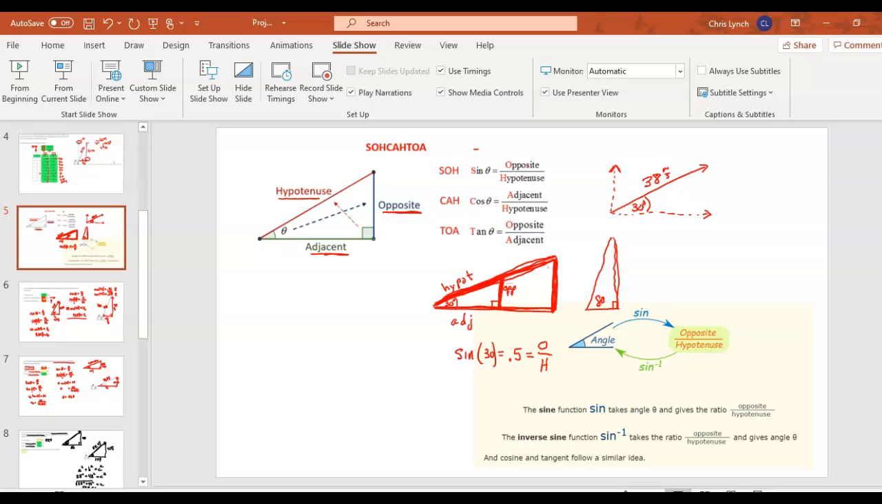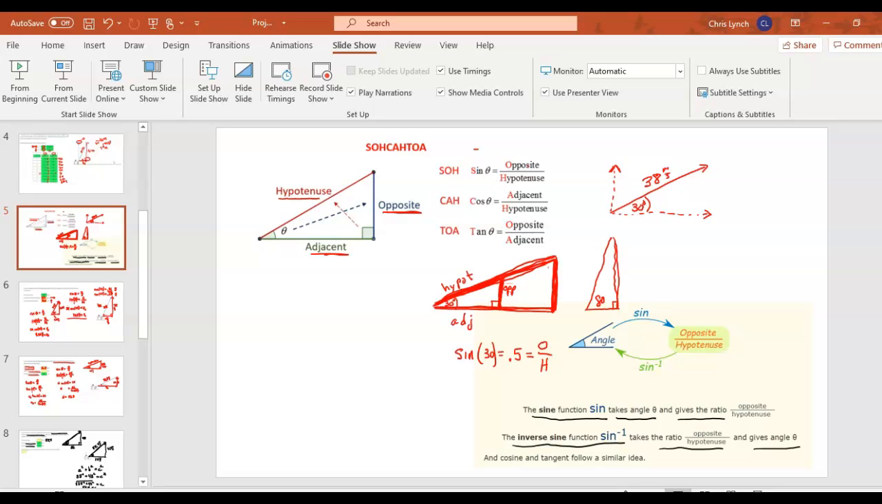Well, we can do the opposite process, right? So here the sine function takes in the angle and gives you back the ratio. Well, you can do the reverse process, and you can say the inverse sine function does just the opposite process. If you give it the ratio, it takes in the ratio, it will give you back the angle. Okay, so we can use these inverse functions to put in a ratio and get the angle back.